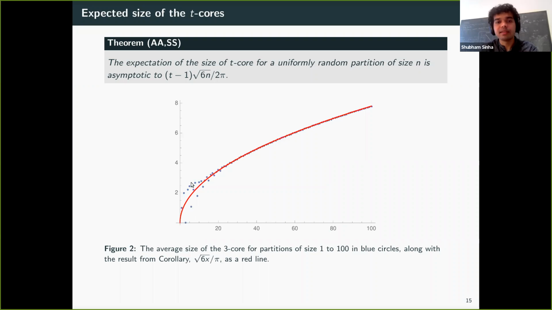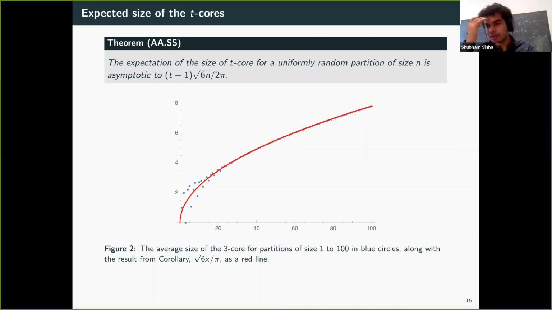The expected size is given by the dotted blue points, and the red points are just the function given here. As you can see, it nicely converges with a factor of 1 over t to the power 1 over 4. But maybe let's not go into the error term.